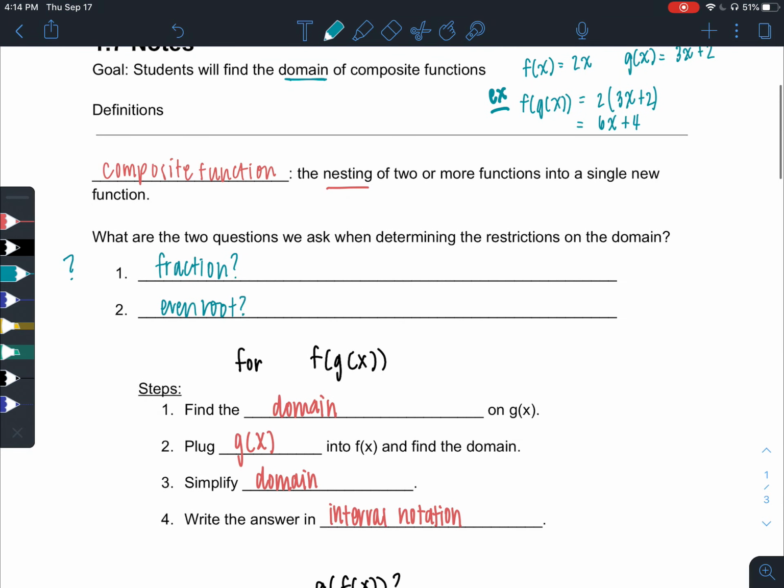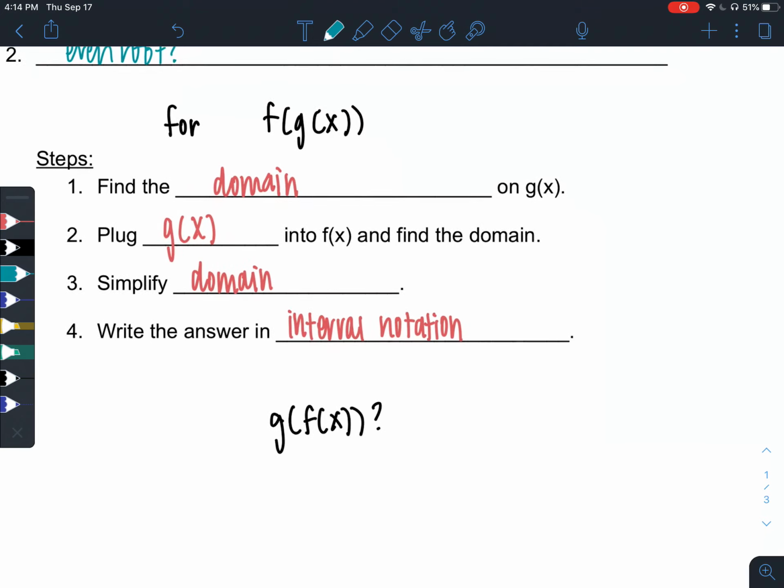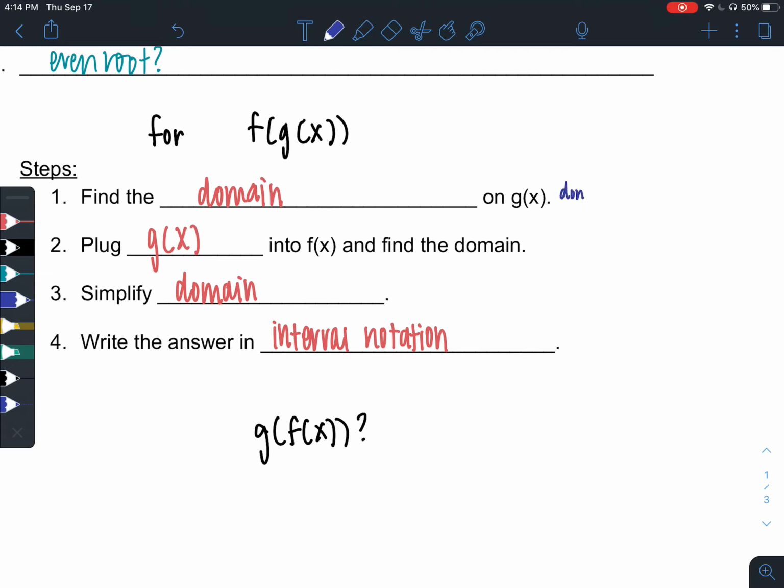Okay, so next up, we need to walk through the steps for finding the domain of the composite function. So if we have our composite function f of g of x, then first we want to find the domain on g of x, that inside function. So this is the domain of the inside function. Next up, we want to plug g of x into f of x and find the domain.